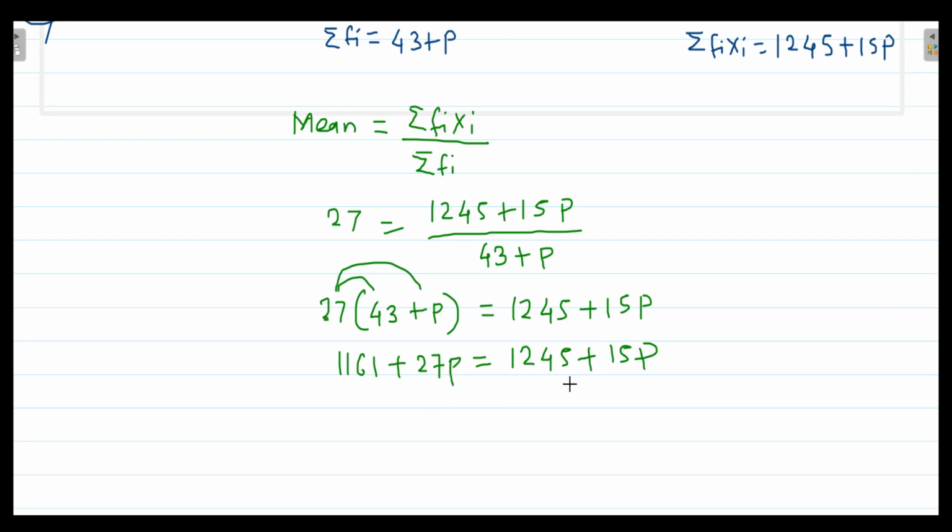Collect the like terms to the one side. So 27P and 15P are the like terms. So take 15P to this side. So it will be 27P minus 15P, which is equal to 1245. Take this 1161 to the other side. So minus 1161.